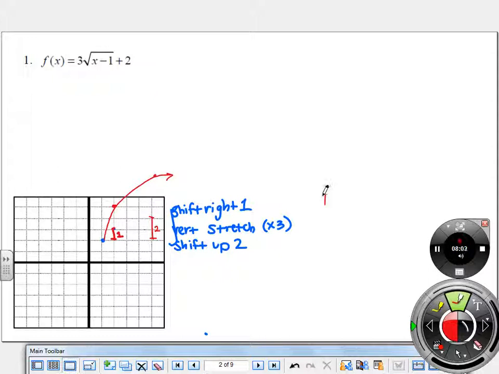Actually, let's also list the domain and the range for it so that we're familiar. What would be the domain of this function? Helen? Good.